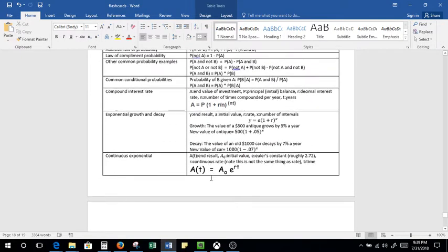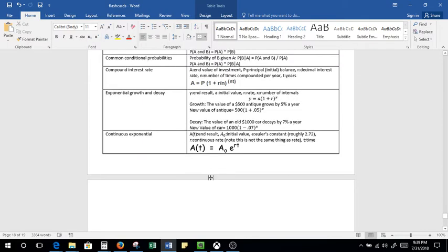We're going to take a look at exponentials. So for the compound interest rate, we have the formula A equals P times, in parentheses, 1 plus R over N to the N T.